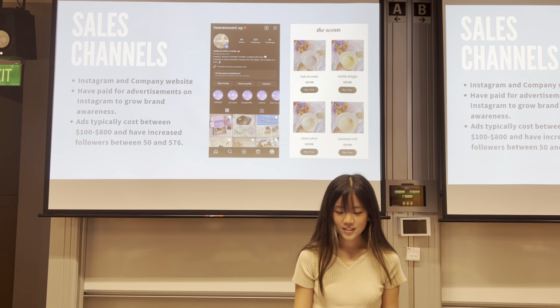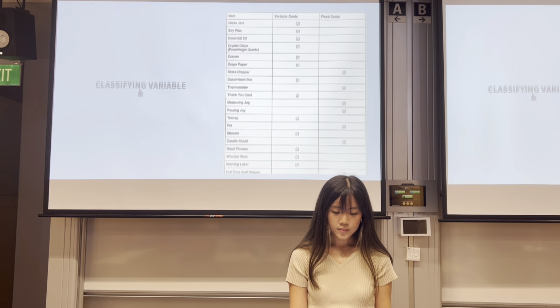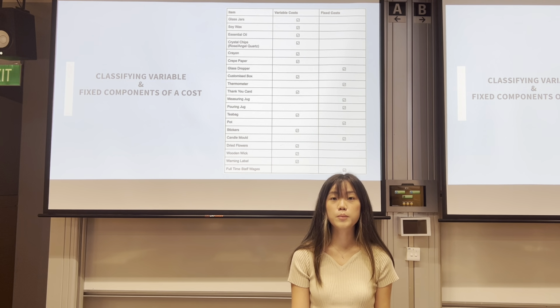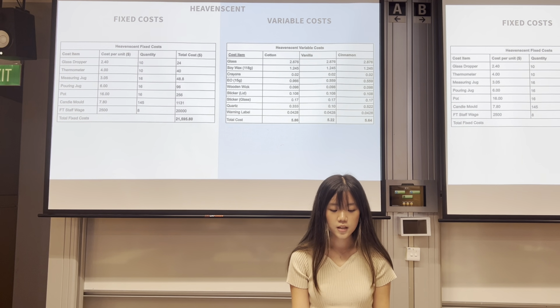Okay, thank you, Christie. Now we'll be moving on to cost behavior. The first thing that we did was to classify the costs based on variable and fixed costs. You can see this on the table. Next, we classified the cost based on the cost per unit multiplied by the quantity to get the total fixed cost. On the right side, you can see that we classify based on the product lines, cotton, vanilla, and cinnamon.